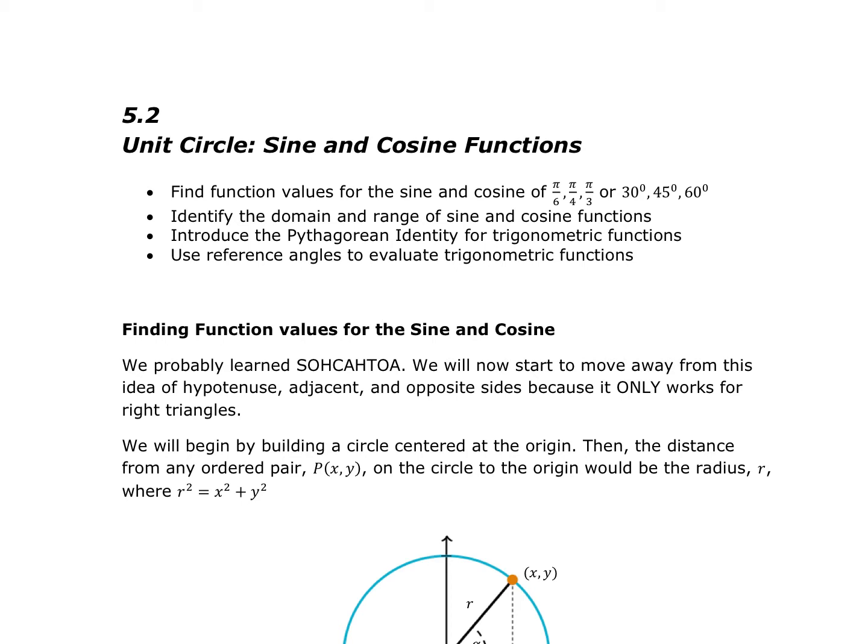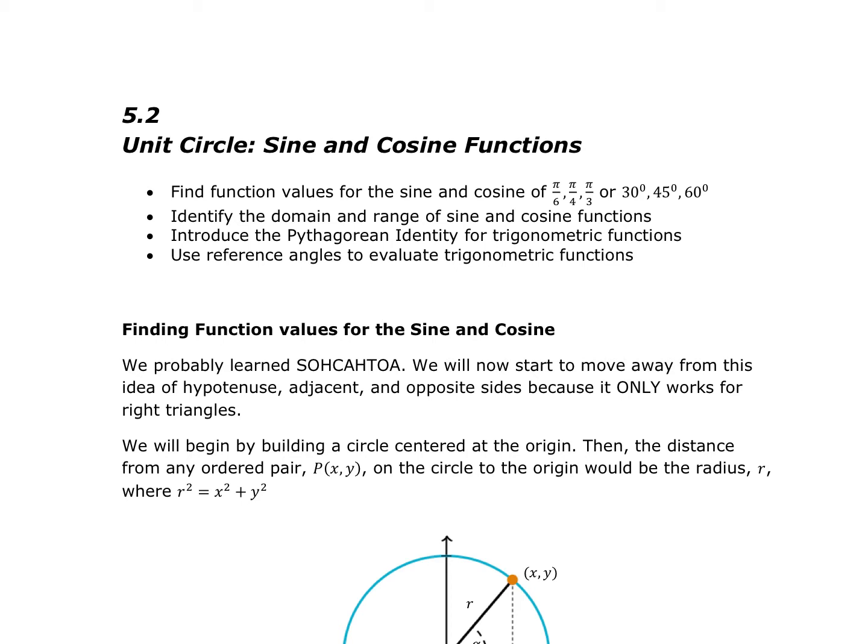We're going to identify the domain and range of sine and cosine functions. We're going to introduce a Pythagorean identity for trigonometric functions, and we're going to use reference angles to evaluate trigonometric functions. We're going to start by defining sine and cosine.